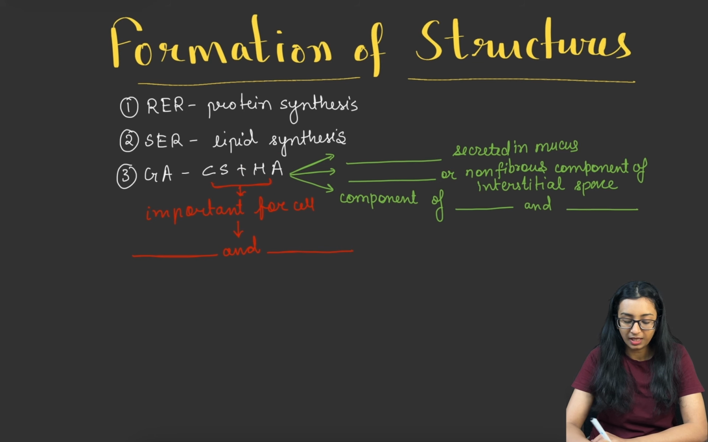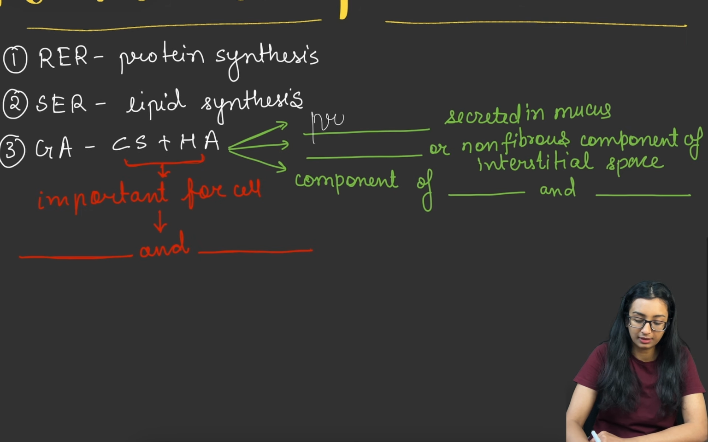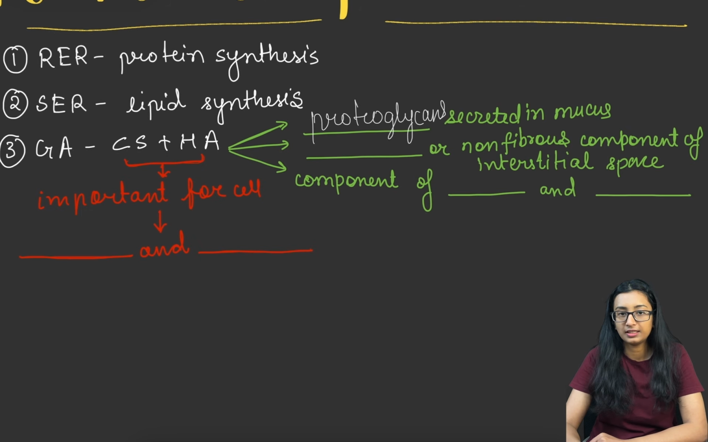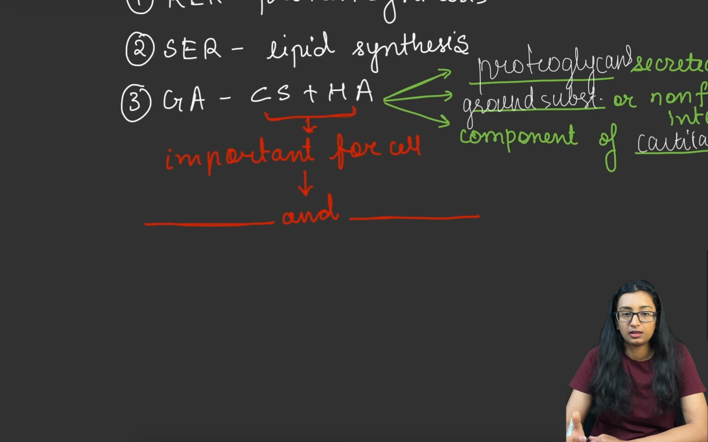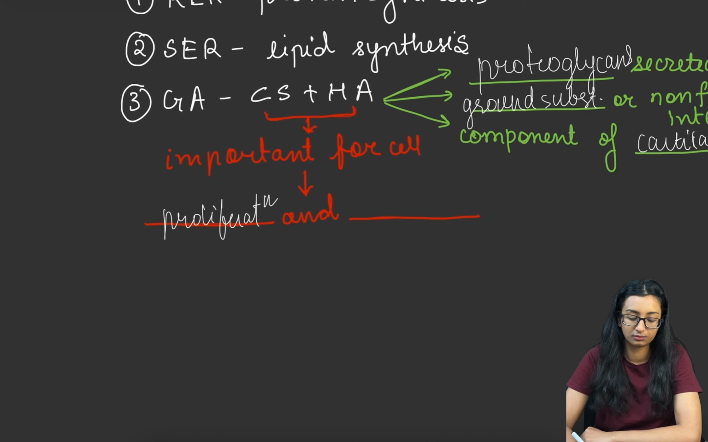These are the major components of proteoglycans that are secreted in the mucus or in other glandular parts. They are the major component of ground substance, the non-fibrous component of interstitial space. These can also be components of cartilage and bone. They are also required for cell proliferation and migration.